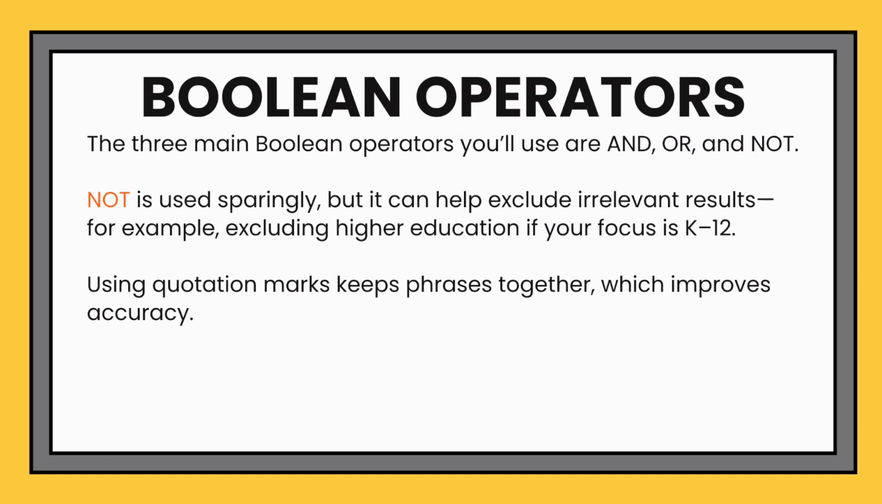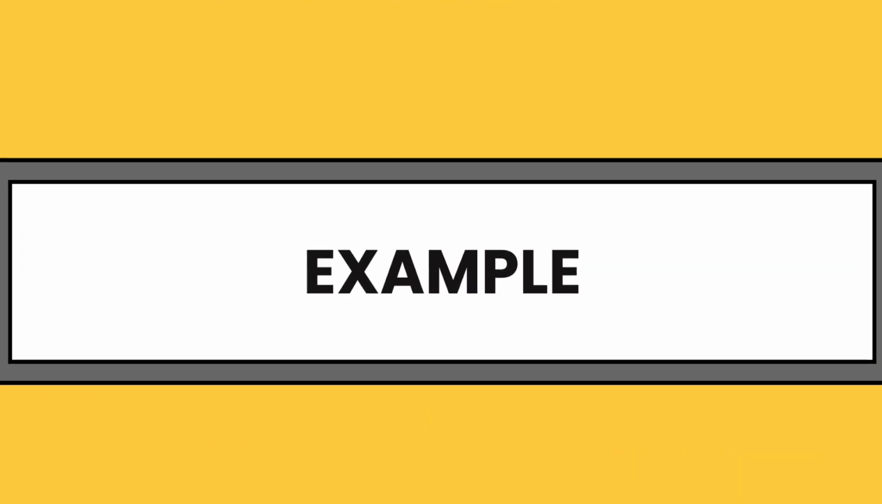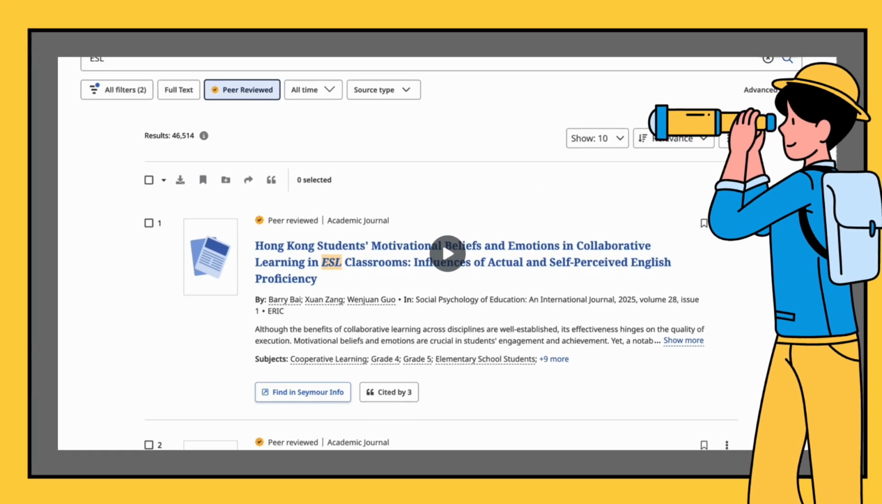NOT is used much more sparingly than AND or OR, but it can help exclude irrelevant results. For example, if you are focusing in on K-12 learners, then you would want to exclude higher education from your search. Now let's revisit our earlier search.